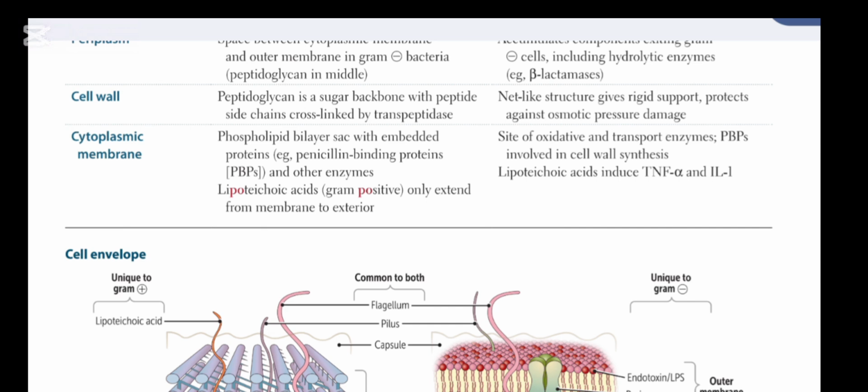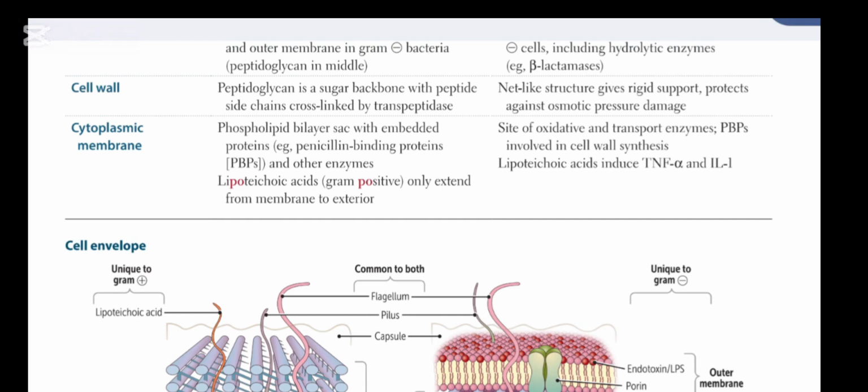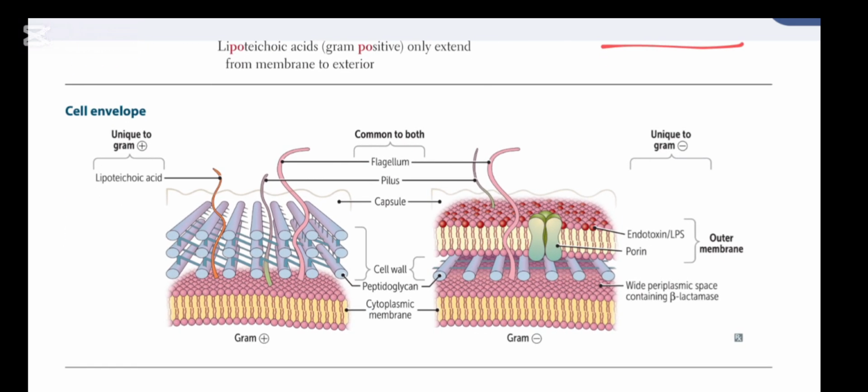It is a phospholipid bilayer sac that is embedded with proteins, but the specific proteins for bacteria to survive are the penicillin binding proteins and other enzymes. So lipoteichoic acids that are characteristic feature in the gram-positive bacteria only extend from the membrane to the exterior. So cytoplasmic membrane is also a site of oxidative and transport enzymes. Penicillin binding proteins are involved in the cell wall synthesis, and lipoteichoic acids induce the formation of TNF and interleukin 1.